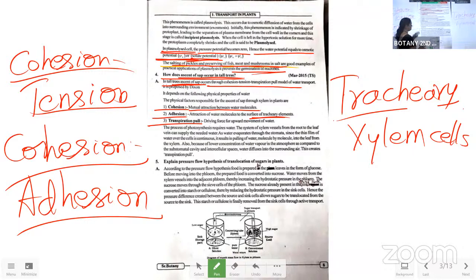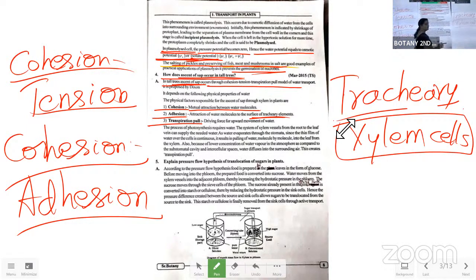No option left out. So adhesion means attraction of water molecules to the tertiary elements or to the xylem cells. That's now up to you which word you are going to use. At least if you learn the word without any spelling mistake, you can write it after 10 days.